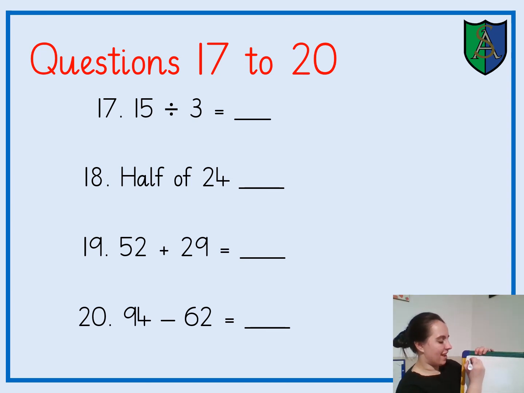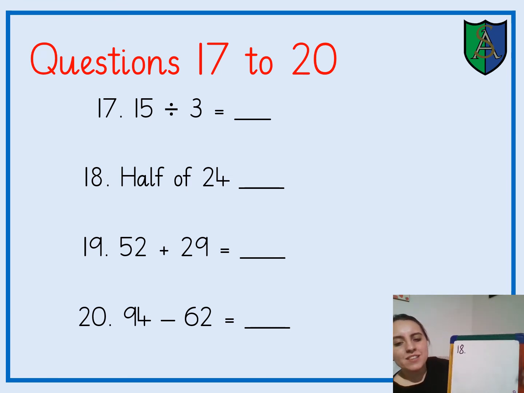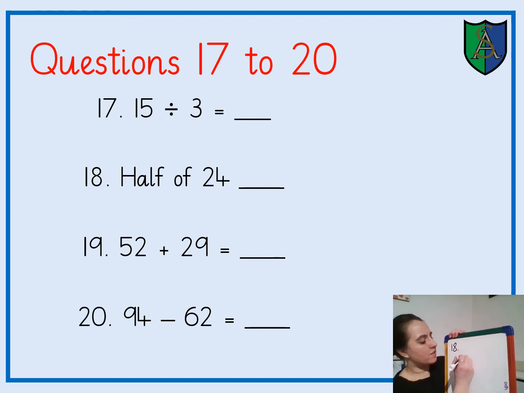Okay, let's have a look at number 18 then. So number 18 looks a bit different to the rest of them because it's got some words in there. It says half of 24. So remember, when we're halving the number 24, we're just sharing it between 2. So I'm going to draw 2 circles or 2 groups, and I'm going to keep sharing my dots until I get to 24. Are you ready? 1, 2, 3, up to 24.